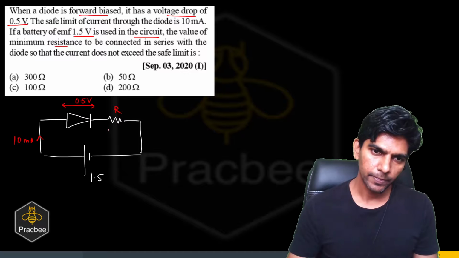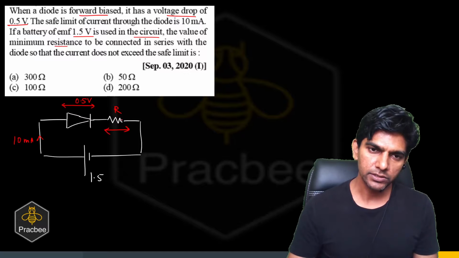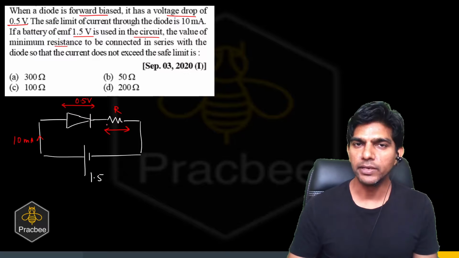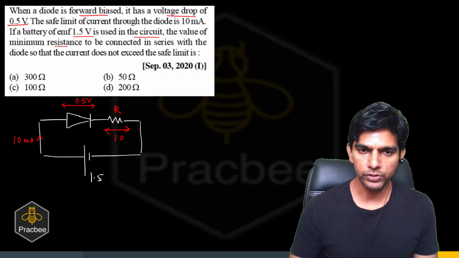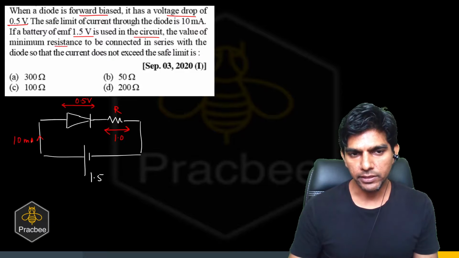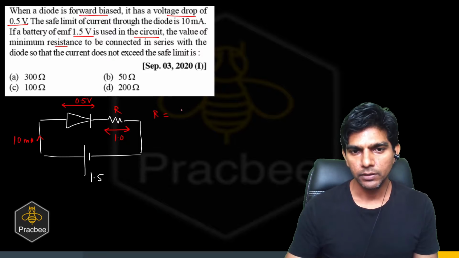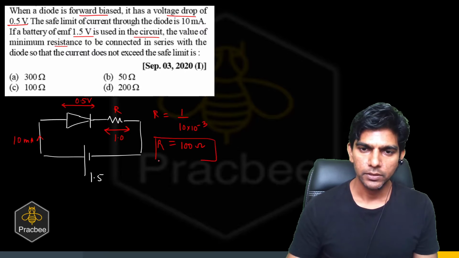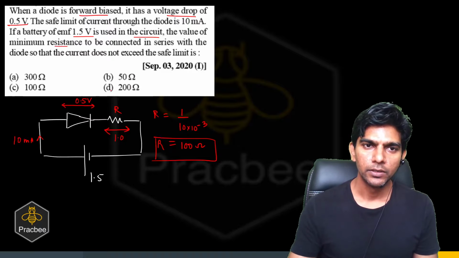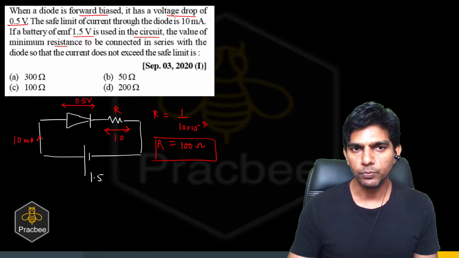Now for this current, the potential drop across the resistor will be 1.5 minus 0.5, so that will be 1 volt. Through this resistor there is a current of 10 milliampere, so by Ohm's law the resistance will be 1 divided by 10 times 10 raised to minus 3, which comes out to be 100 ohms. So the minimum resistance required to operate this diode will be 100 ohms.